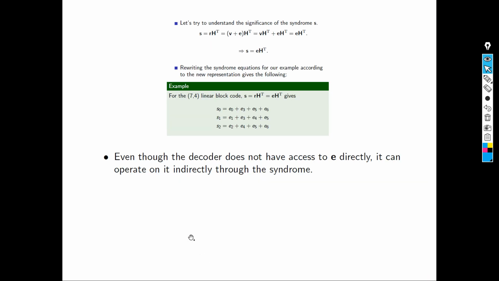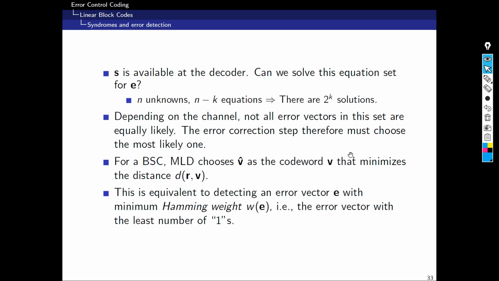And then, even though the decoder does not have access to E directly, because it doesn't know E, it doesn't know E nor does it know V. Both of them are unknown to the receiver. However, it can operate on it indirectly through the syndrome. From the syndrome, it can operate on it. So the syndrome S is available at the decoder.